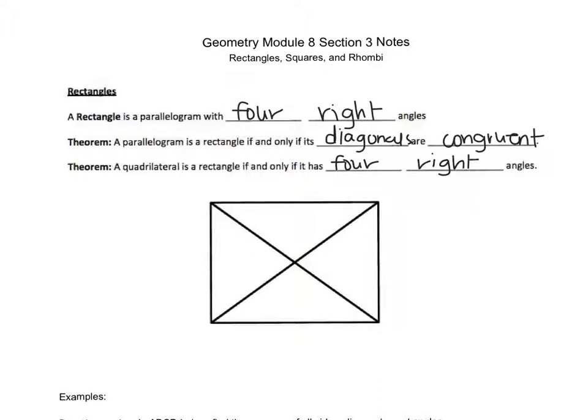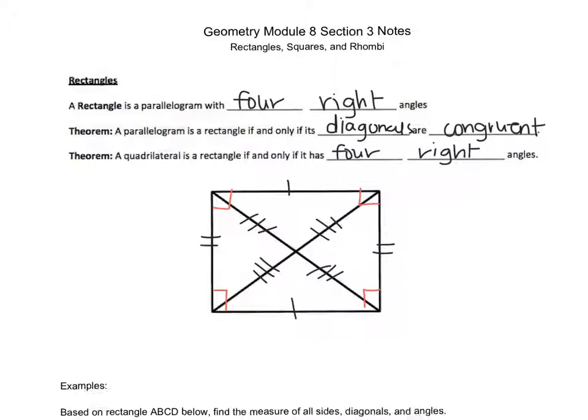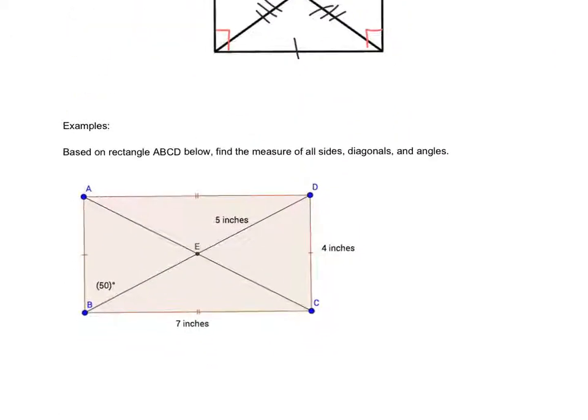So in our picture here, we have a rectangle. All of its angles are right angles. Because it's a parallelogram, opposite sides are congruent. And then not only are the diagonals congruent, but they also bisect each other, which means all of the pieces of our diagonals are congruent. Let's take a look at some examples.